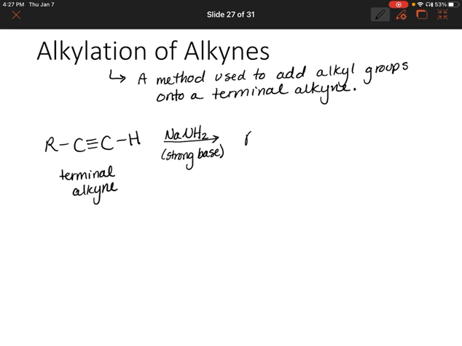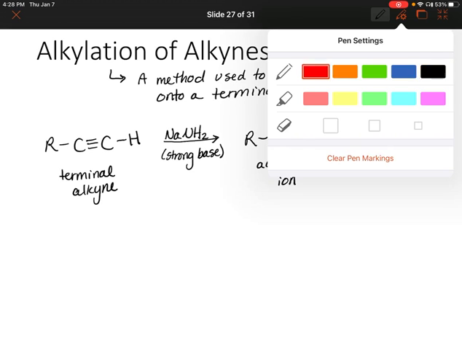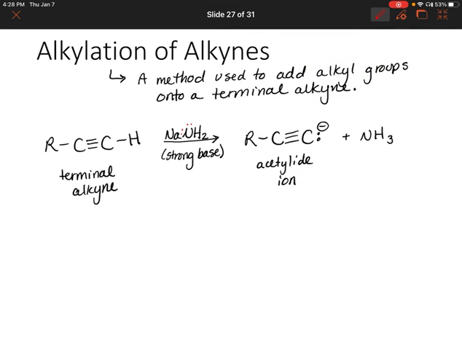And then that's going to leave us with the acetylide ion. Oh, I misspelled that. Acetylide, there we go. Acetylide, however you want to pronounce it. Now, in that process, we're also going to form ammonia because, remember, the NH2 has two lone pairs. So one of those lone pairs will grab the hydrogen, and the shared electrons are left over on the carbon.